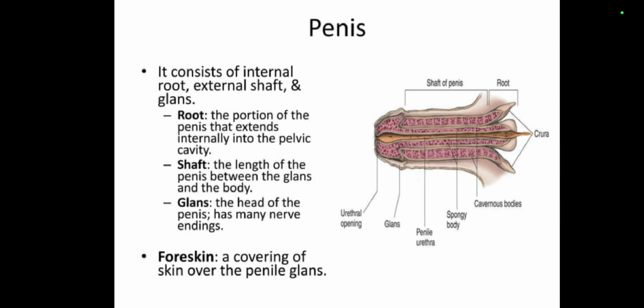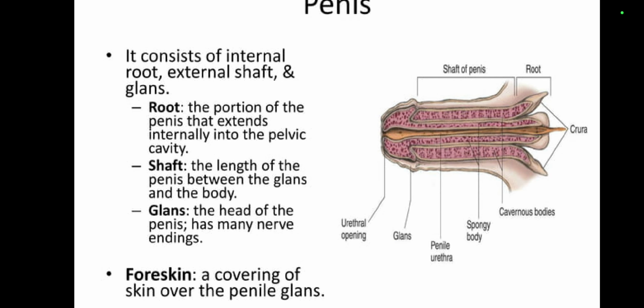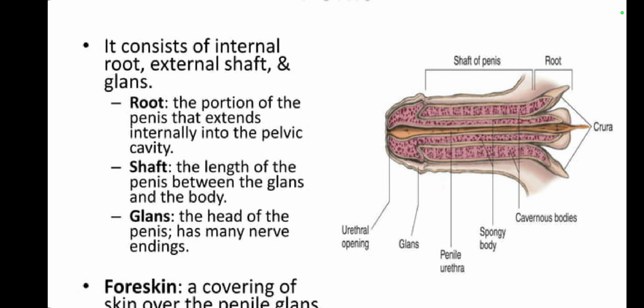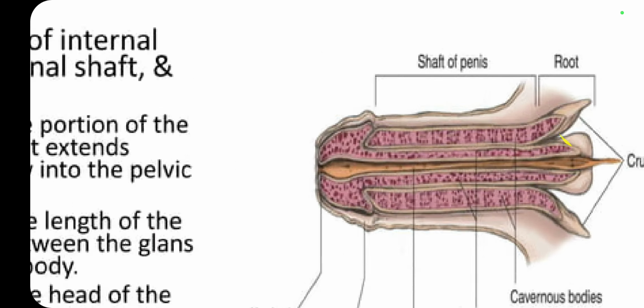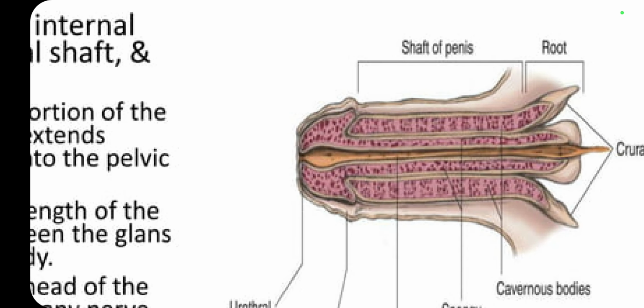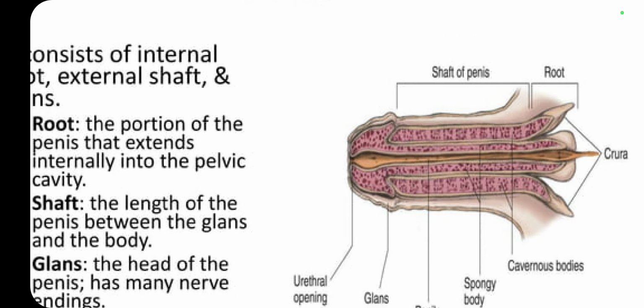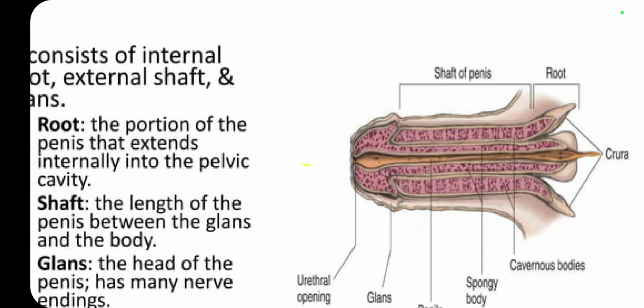Next. The penis consists of an internal root, an external shaft, and the glans. So we have the root. This portion of the penis extends internally into the pelvic cavity. What do you mean by pelvic cavity? It is the abdomen portion and pelvic floor. We also have the shaft. The shaft is the length of the penis between the root and the glans. So as you can see, we have here the root part, this area, and the shaft of the penis. What would be the size of the penis? How does the penis extend? That is the shaft. Okay.